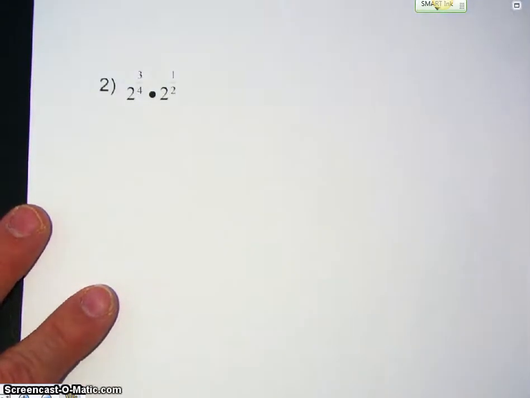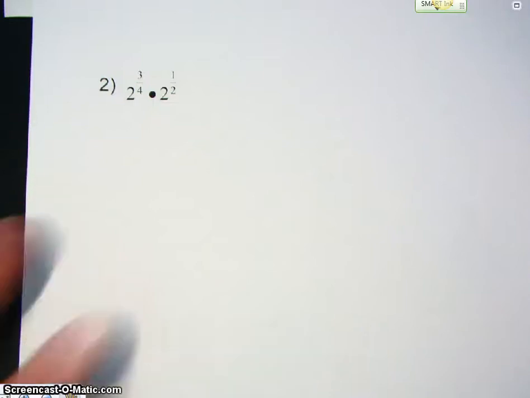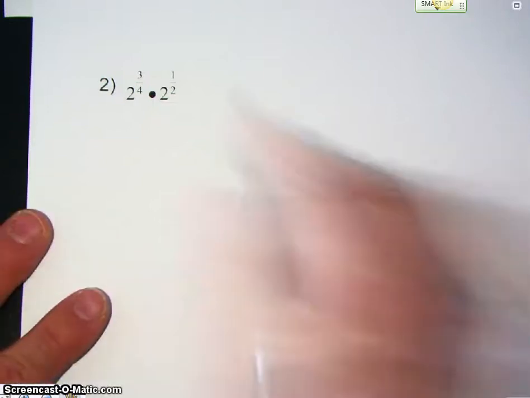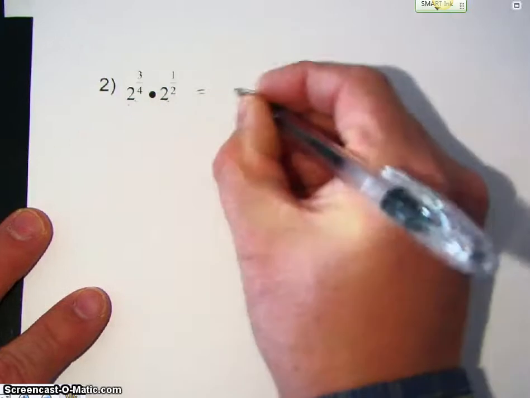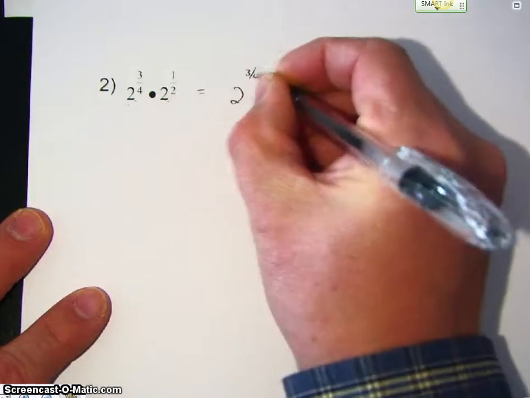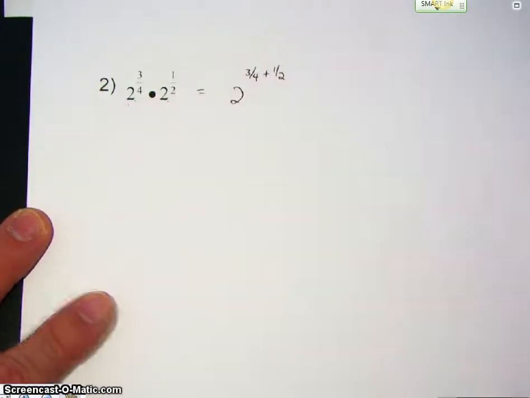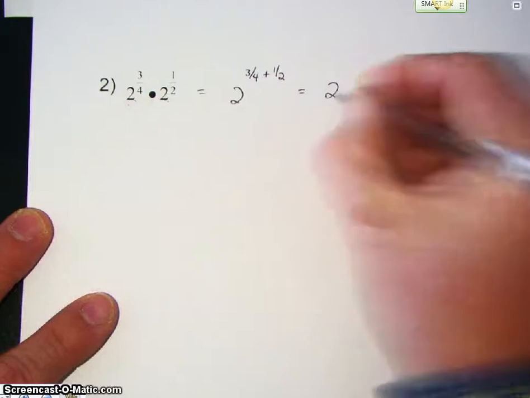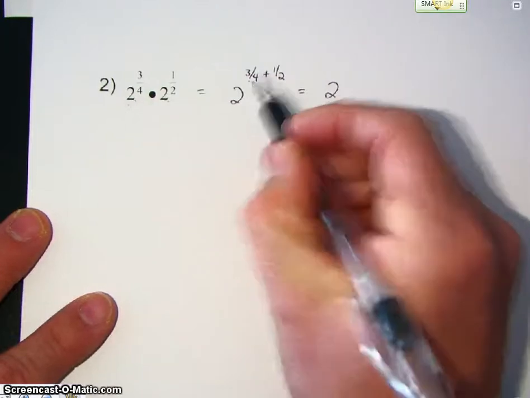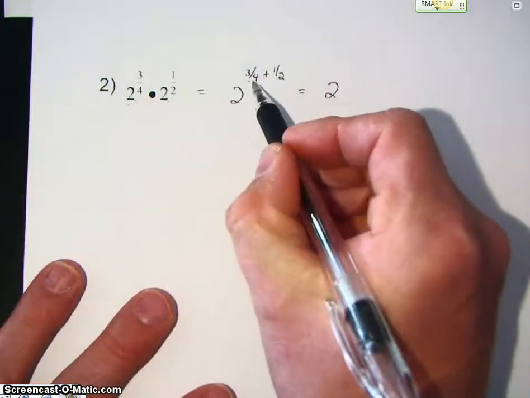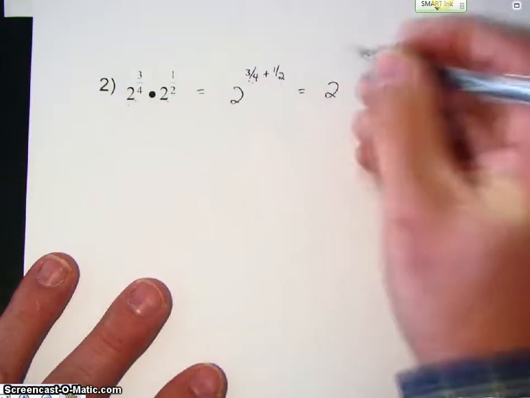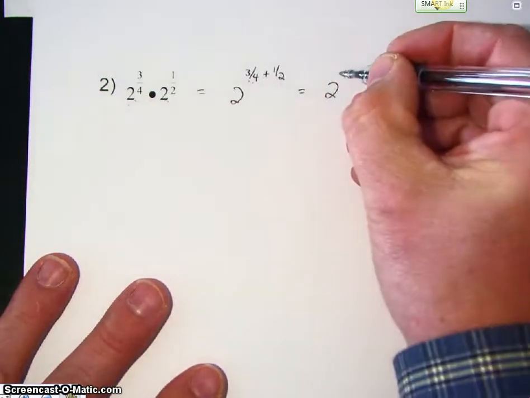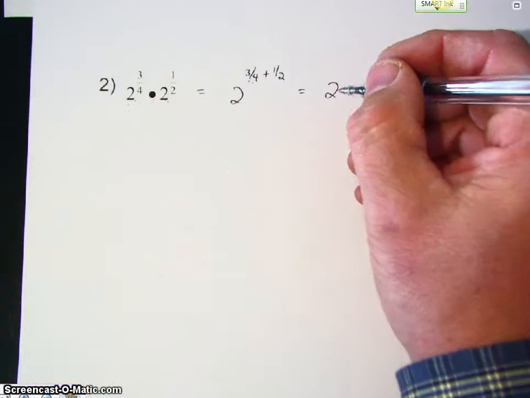Example number 2. Go ahead and pause, do the problem, and then hit play and see how you make out. All right, bases are the same. I'm multiplying, so that means I keep the base and I add the exponents. Okay, 3/4 plus 1/2, so 75 cents plus 50 cents is what? 75 cents plus 50 cents is $1.25.